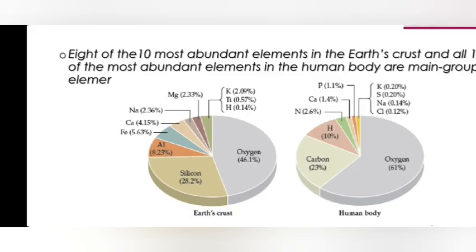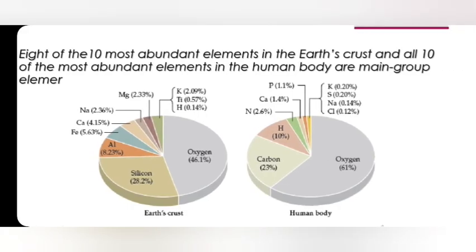The element which is present in the maximum amount is oxygen, which is 46.1%. Then we have silicon, which is 28.2%. Then aluminium and other elements like sodium, calcium, magnesium, potassium, hydrogen. This is the division of elements present in the Earth's crust.